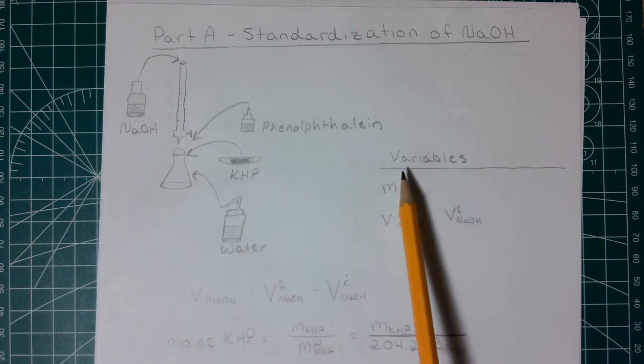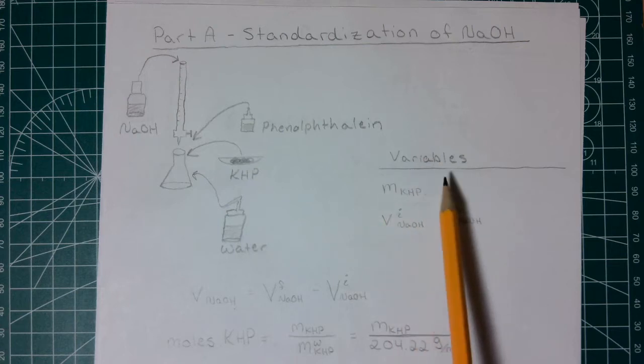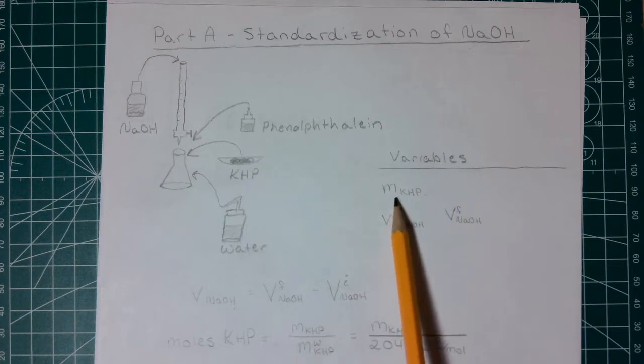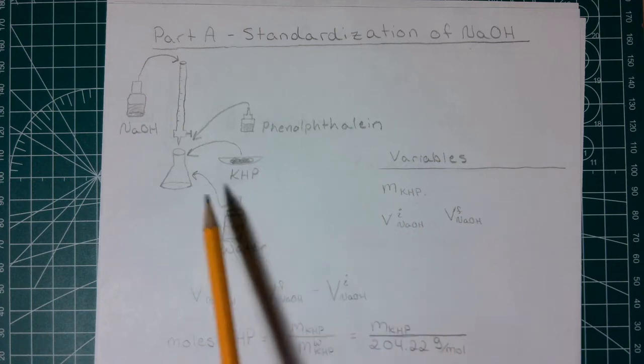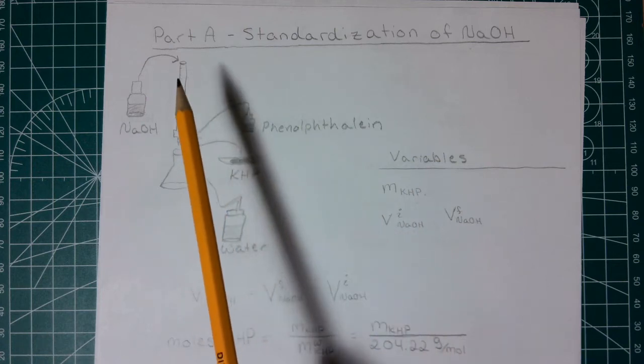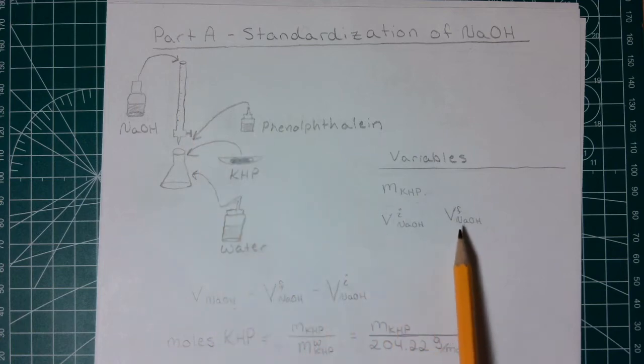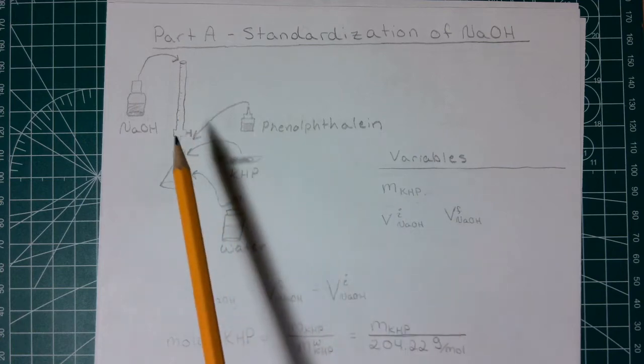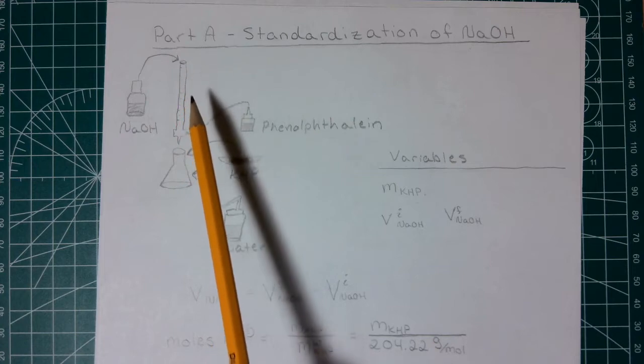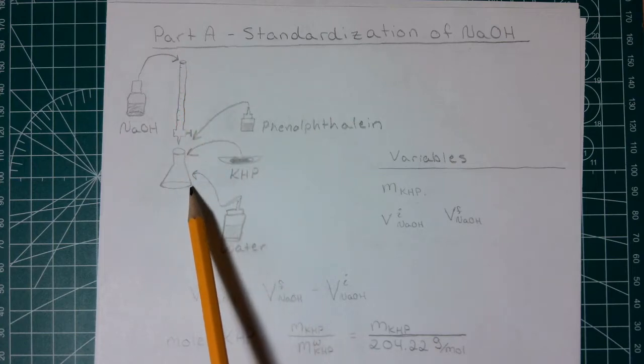From Labflow and our provisional data, we're going to have some variables that we're going to be given. We're going to be given the mass of our KHP. We're going to be given the initial volume that we filled the burette up to, and we're going to be given a final volume. It's a measurement we're going to make after we drip some sodium hydroxide down into our flask.